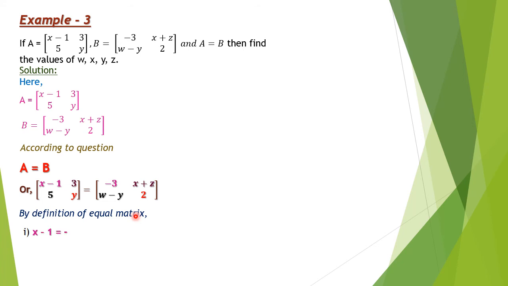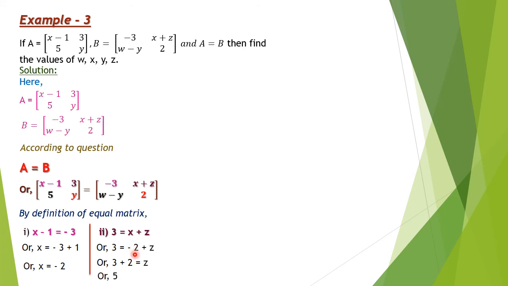x minus 1 is equal to minus 3, we can easily find the value of x, or x is equal to minus 3 plus 1, which is x is equal to minus 2. In the same way, for another corresponding element, that is first row second column, there is 3 and in first row second column x plus z. So we can write 3 equal to x plus z, and we have the value of x also. So we can proceed further. 3 is equal to x minus 2 plus z. Now 3 plus 2 equals z, or 5 equals z. Now the value of z is 5.